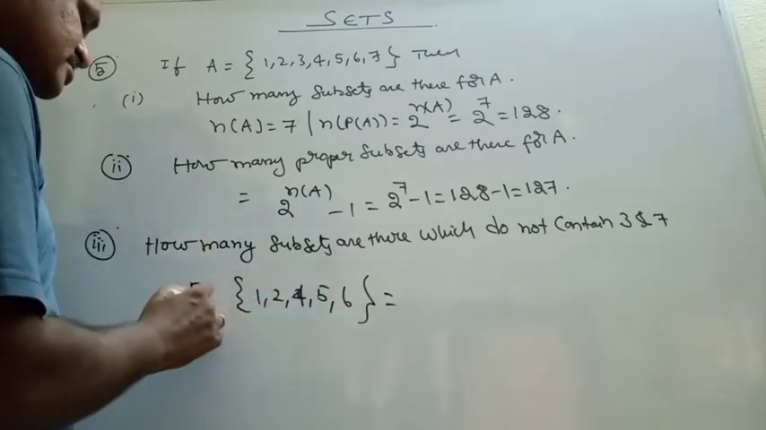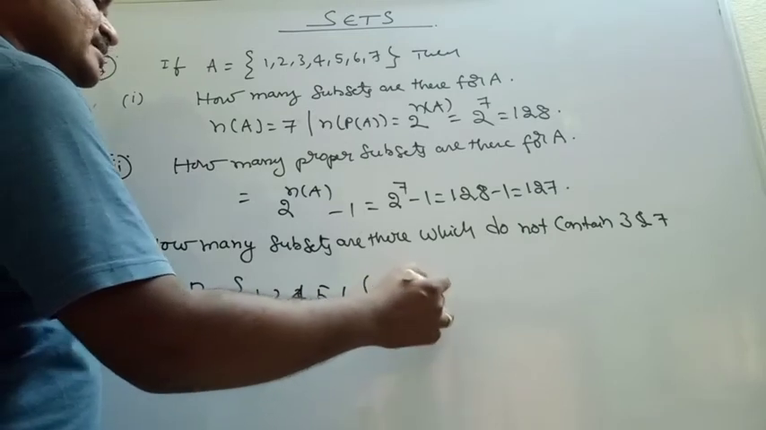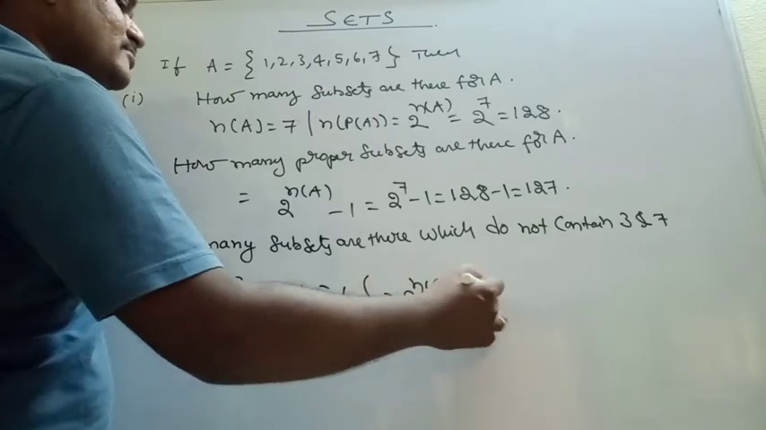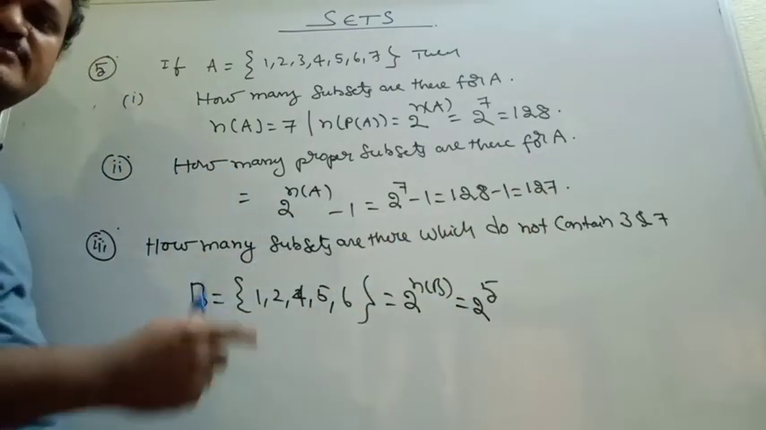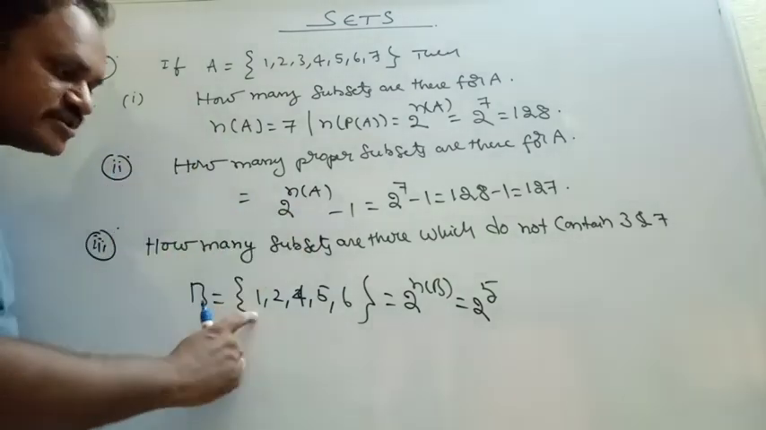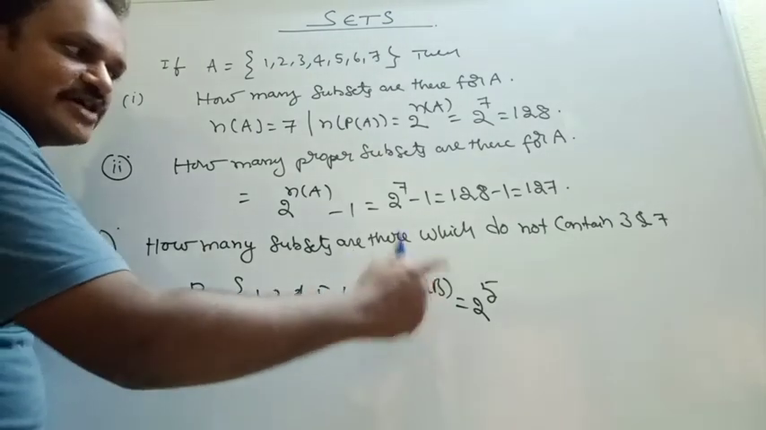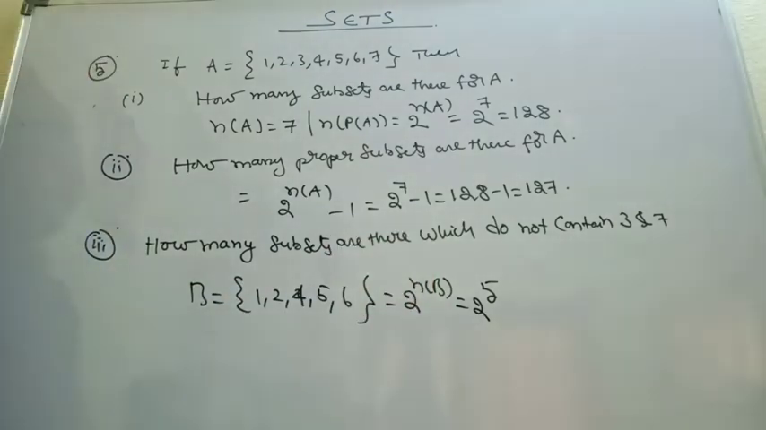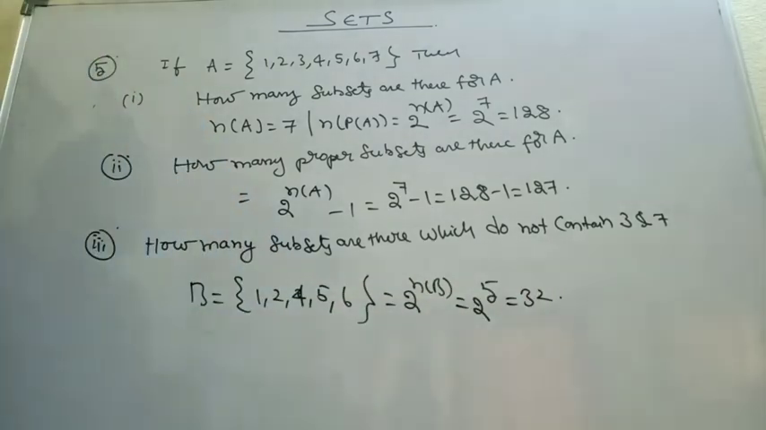Now let us take this as B. The number of subsets is nothing but 2 power n of B, that means 2 power 5, right? See, how many subsets are there which do not contain 3 and 7? You just remove 3 and 7, and with the remaining elements you form the subsets. That becomes 2 power n of B, that is 2 power 5. Therefore 32 is the answer for this, right?